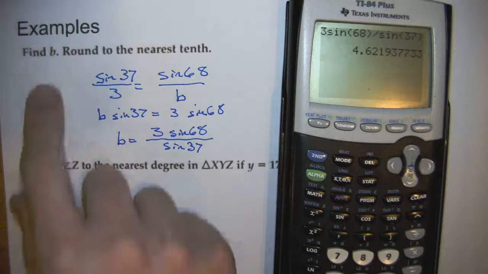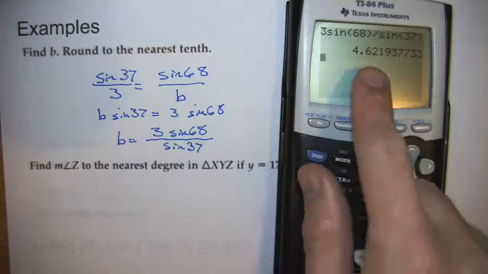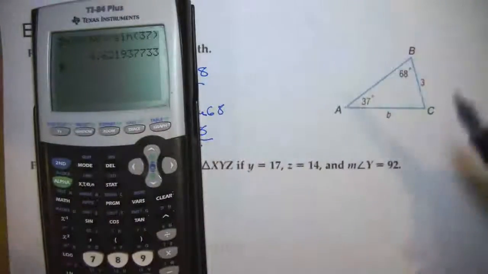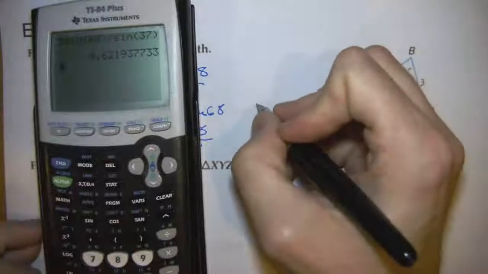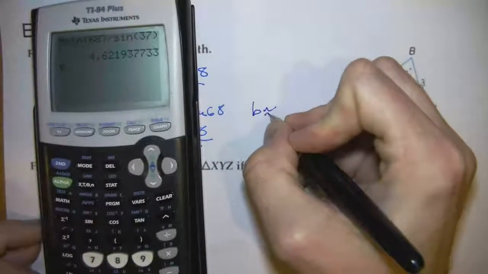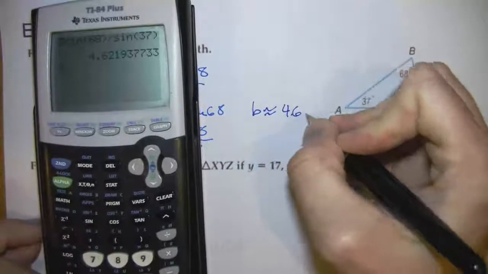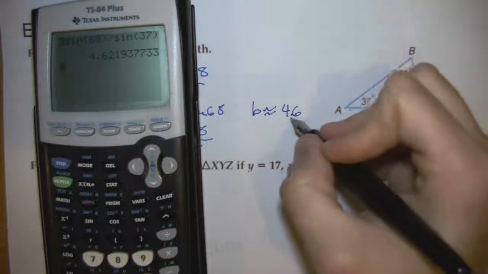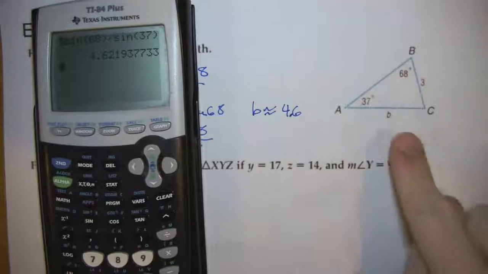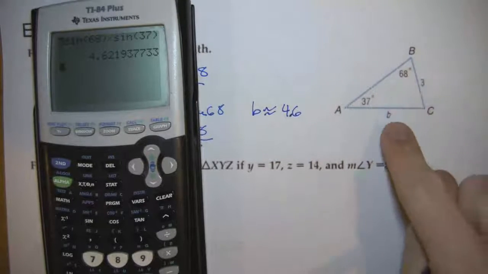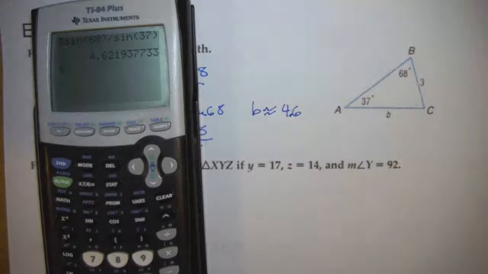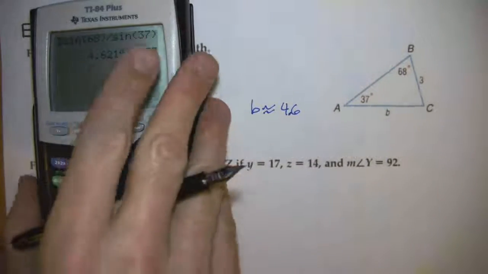Cool. So in this case, finding B, we're rounding to the nearest tenth, and we're finding B to be approximately 4.6 units, whatever it is, inches, miles, we don't really care. So that's how it works. Notice we have to have angles opposite sides, so angle opposite side, in order for this to work. All right, let's try another one.